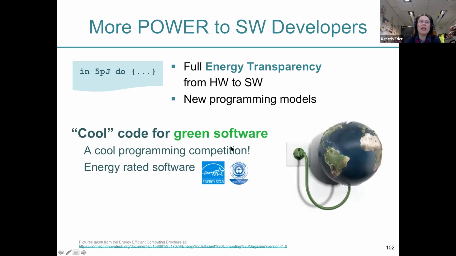What I would like to see is that you in particular, and also the students that we are having in the next generation, actually create cool code for green software. It would be really nice to have a cool programming competition, because I think if people were to become more aware of the energy consumed by the code they write, and they could look at someone else's and see how they did it, then we would gain a lot more understanding as to what is green and what is not. So energy rated software, for instance, might be a way forward.